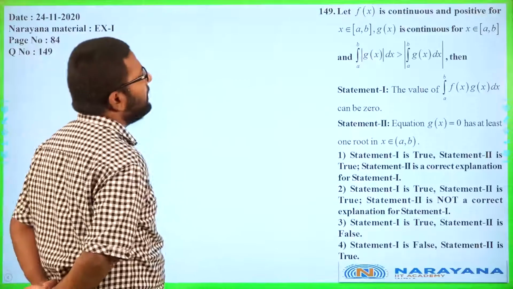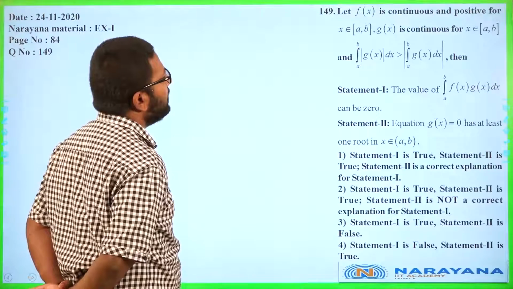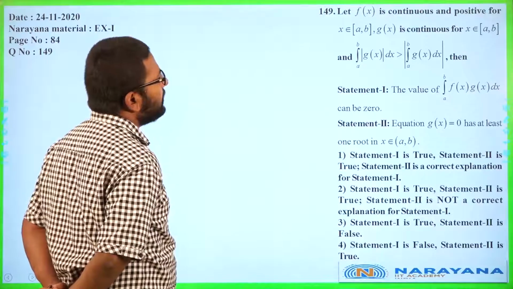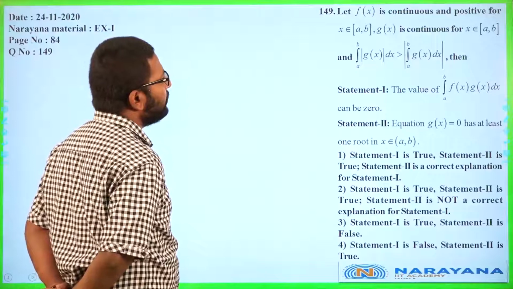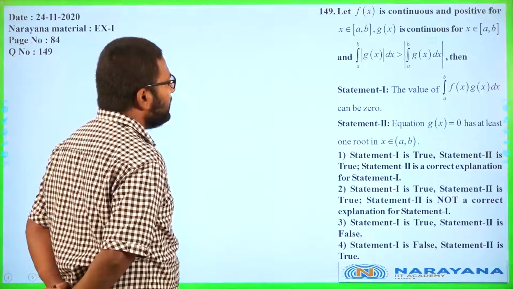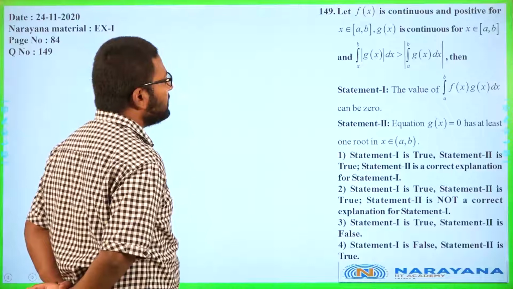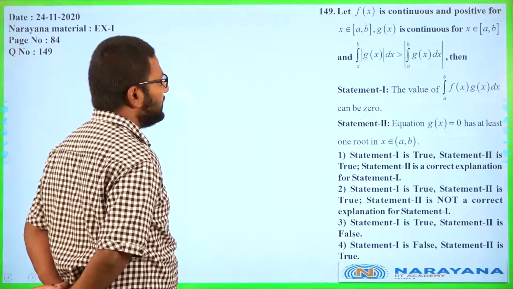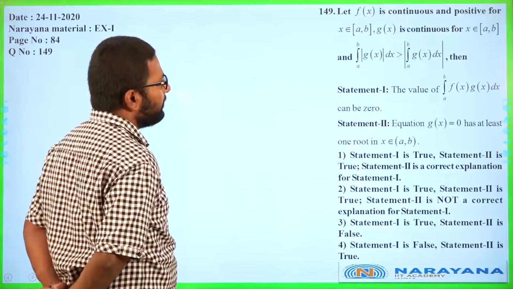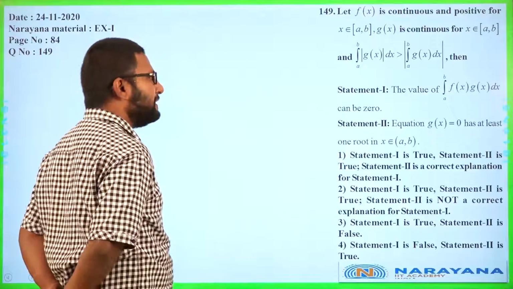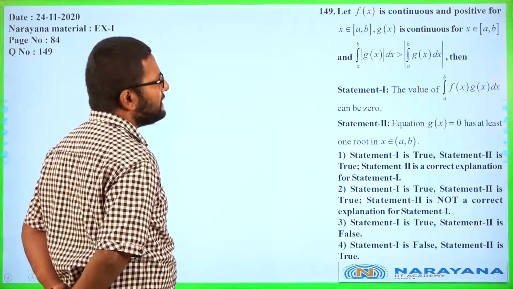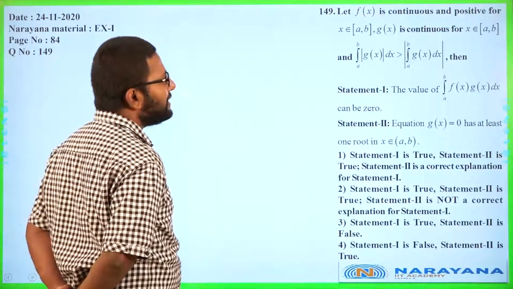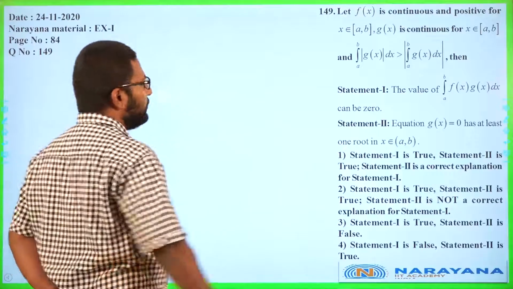Let f(x) be continuous and positive for x belonging to a to b. g(x) is continuous for x in the interval a to b, and integral a to b mod g(x) dx is greater than the mod of integral a to b g(x) dx. Then the first statement is that the value of integral a to b f(x) g(x) dx can be 0, and the second statement says the equation g(x) = 0 has at least one root in x belonging to a to b.